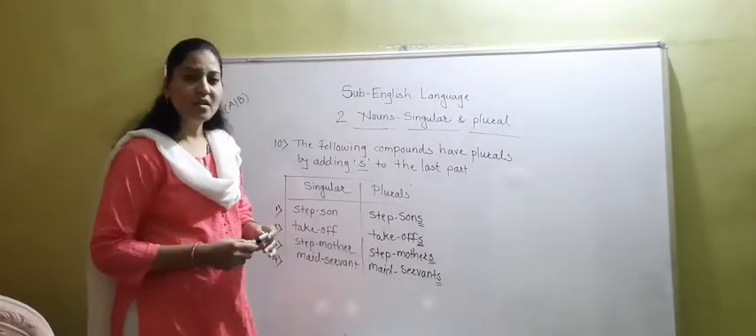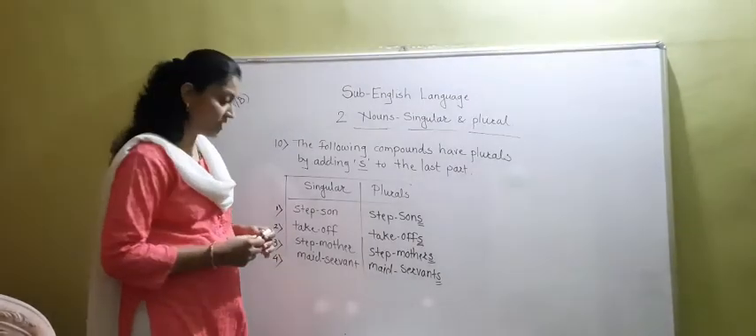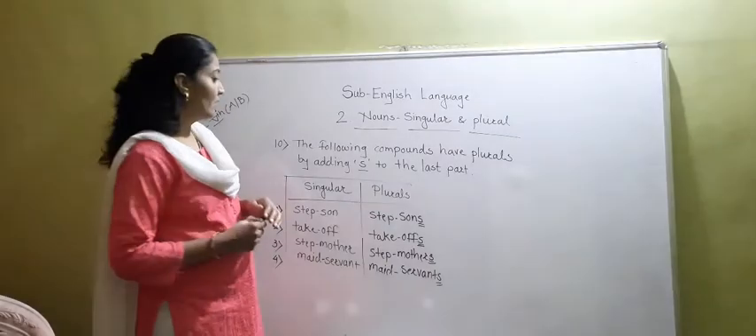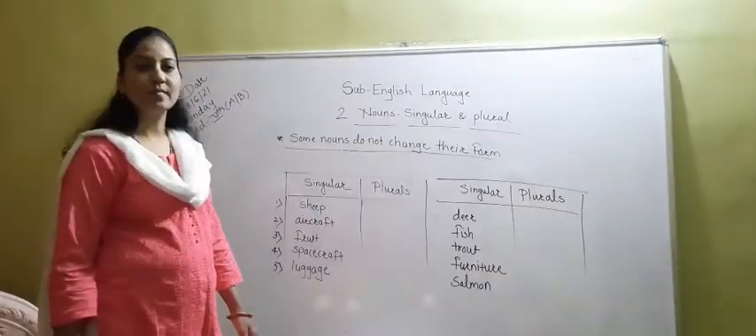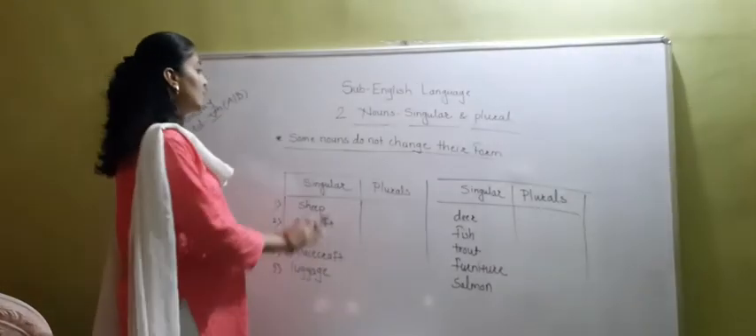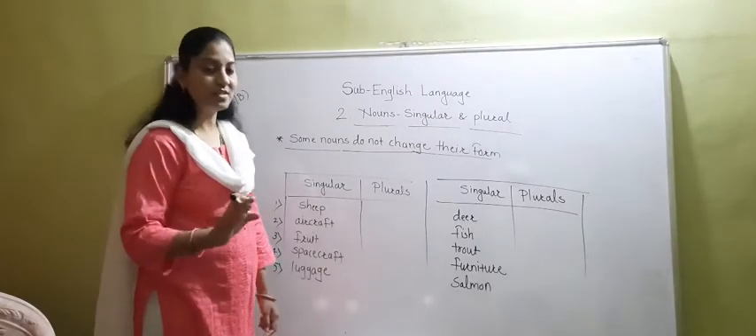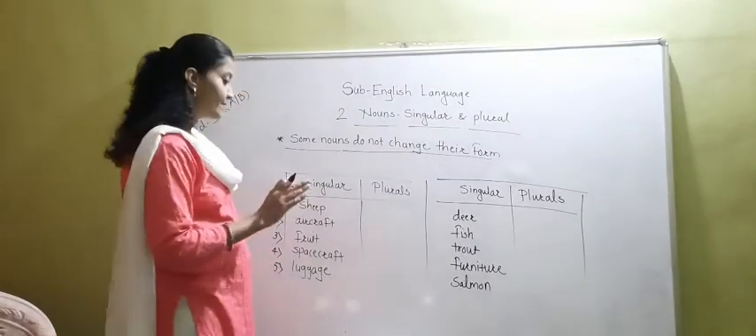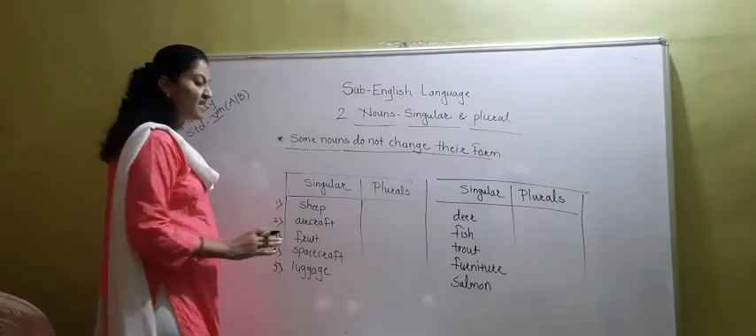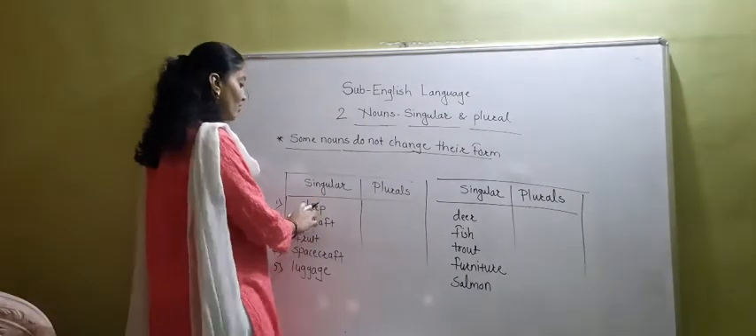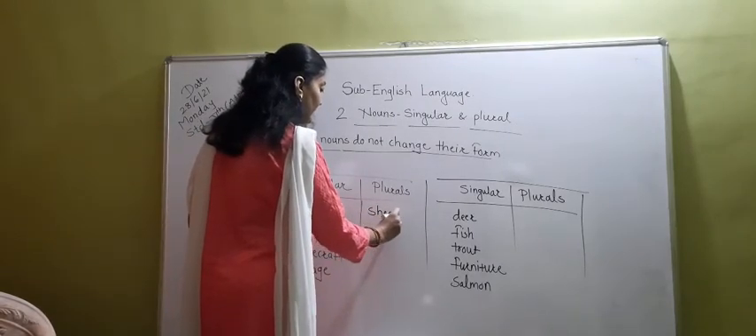But there are some nouns that do not change their form. Which are those nouns? Now we are going to see. Now students, see, some nouns do not change their forms. Means they do not change. They remain as they are. Now which words are there? First is sheep, S-H-E-E-P. So the plural of sheep is sheep. Means we have to write it as it is.